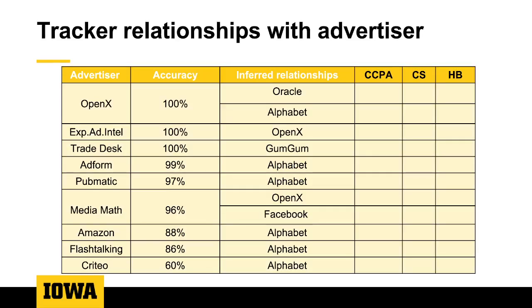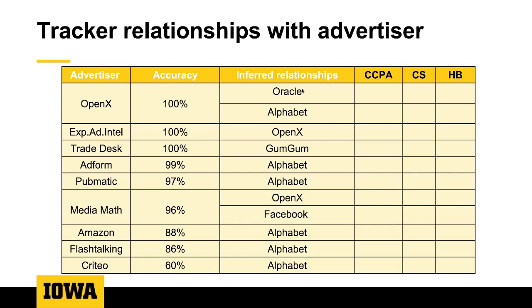Now running this at scale, we gathered the following relationships. The 3 columns on the left denote the advertiser in the first column, the accuracy of the model in the second column, and the inferred relationships in the third column. For example, the first row shows OpenX has a relationship with Oracle and Alphabet.